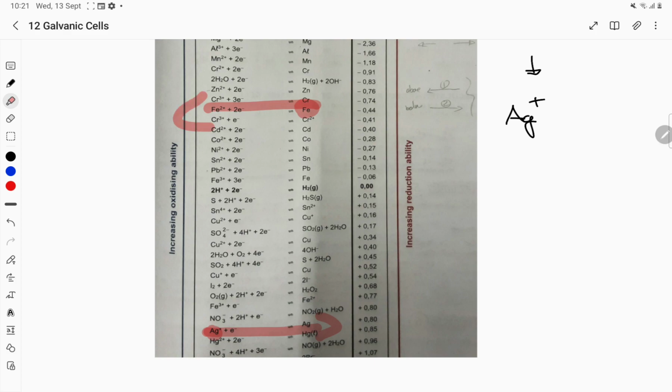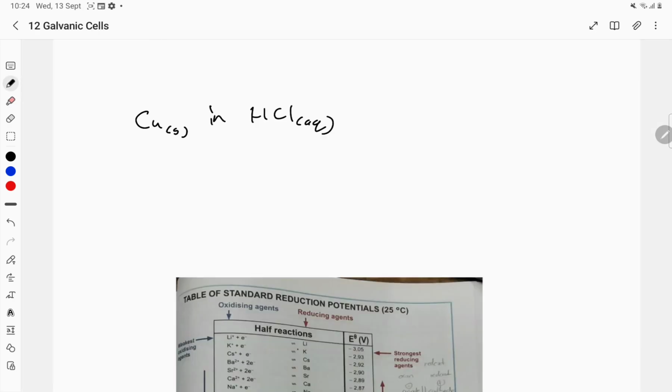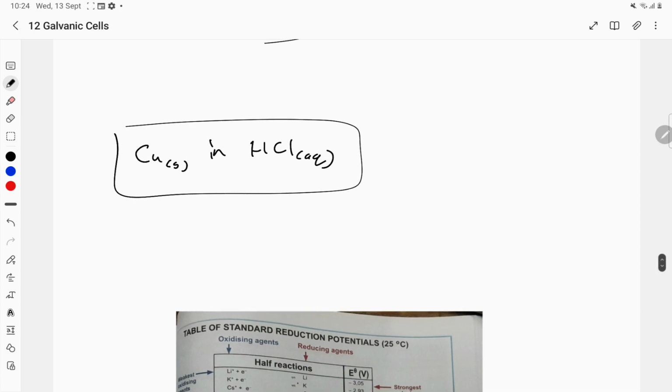So iron, that's what I mean, it's above it. So because this is above this set here, this will get oxidized. It is a reducing agent, a stronger reducing agent because it's above it, and it will reduce the silver ions to silver. Right. All right, so what if we throw some copper nail in a hydrochloric acid solution?